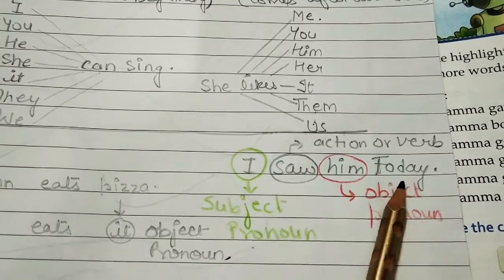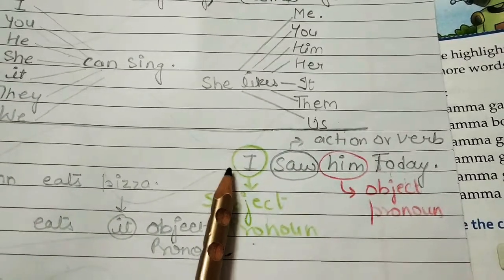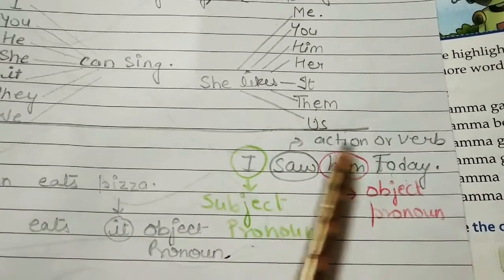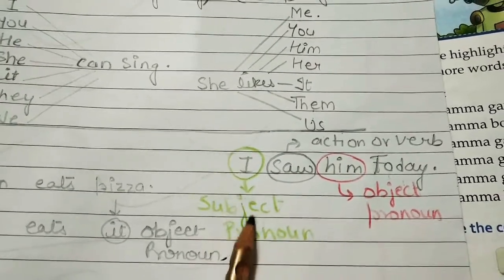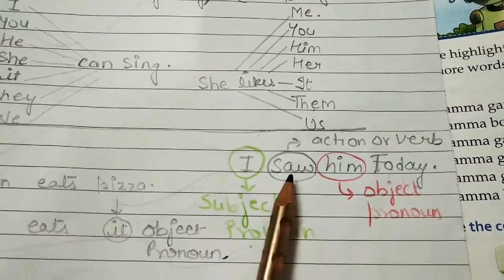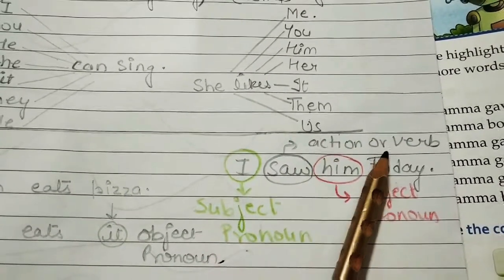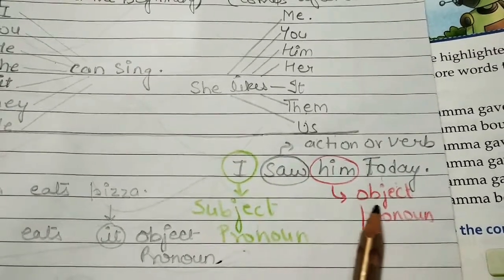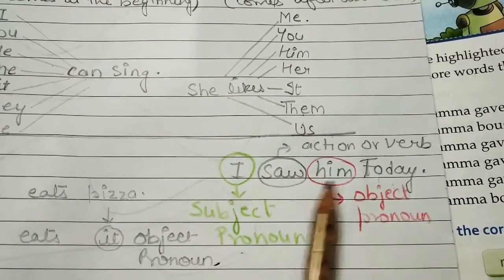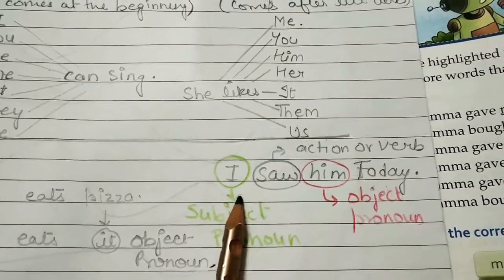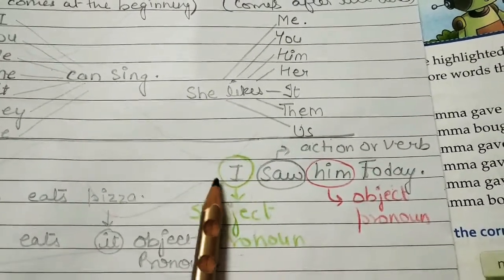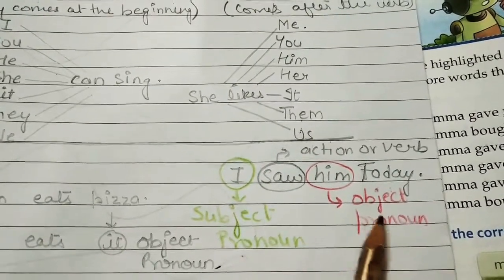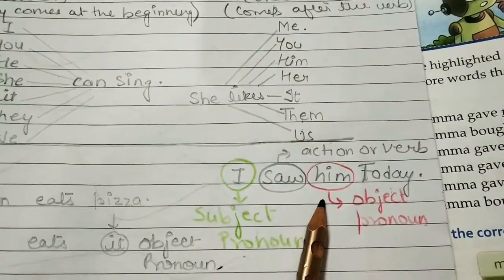I saw him today. So here in this sentence, I is the subject pronoun. As you can see here, I is the doer of this thing. Whatever is happening in this sentence, I is the doer. So I is a subject pronoun. Saw is an action or verb here, and him. I saw him. So him is a receiver. So him is an object pronoun. So I saw him today. Saw, action or verb. I is a subject pronoun, and as you can notice here, with I the sentence is beginning, and him is an object pronoun or the receiver, and it is coming after the verb.